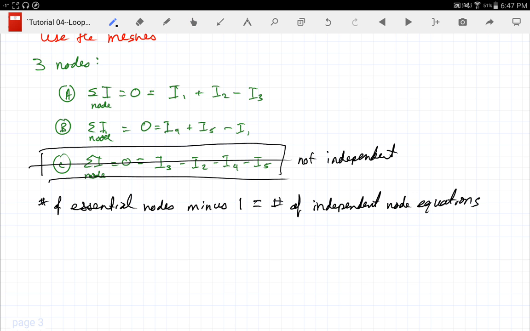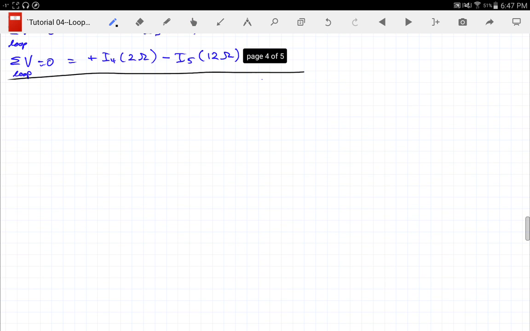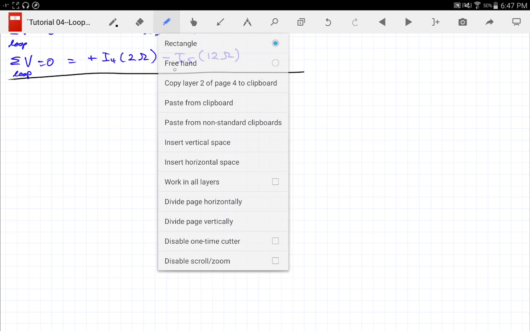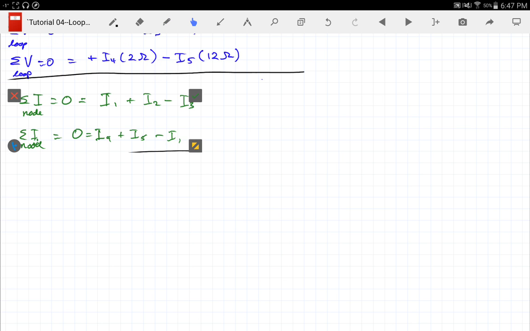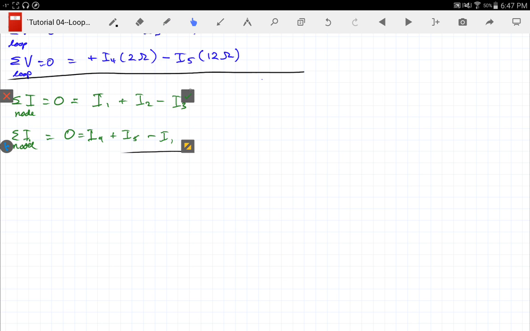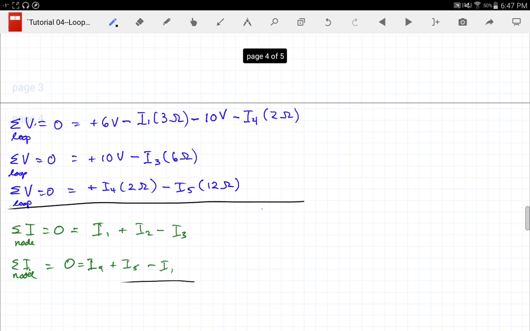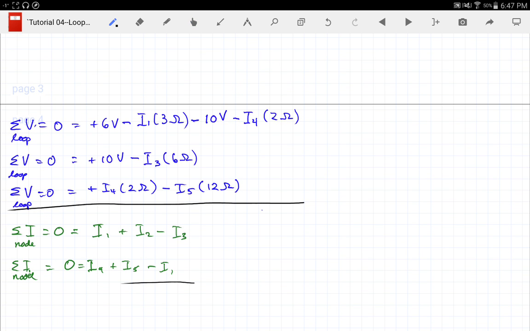Copy those, come down here and paste those. And so there are my 5 equations. Now I'm going to rewrite the equations in an organized fashion. I'm going to put them like this.